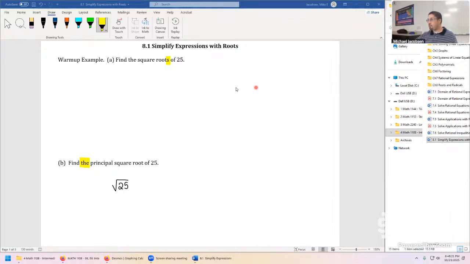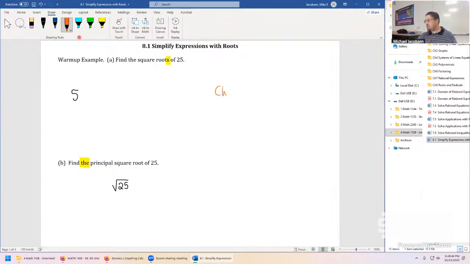Okay, let's first start off with this stopping point. Find the square roots of 25. This is not a problem we'll do a lot, but it's a natural thing to answer what is a principal square root, the one we'll do more often down below. So to find the square roots of 25, there's really two answers. The quick one is 5.